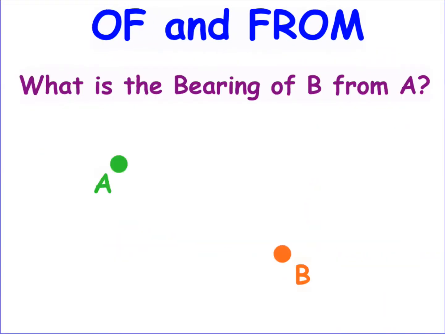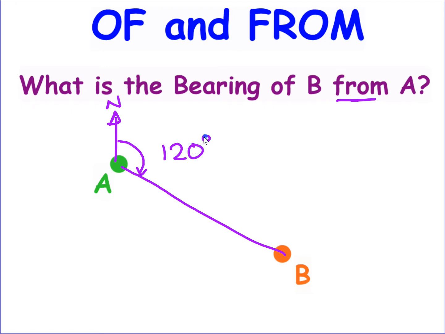Let's try this with another couple of bearings. So what is the bearing of B? So that's our end position from A. So the from tells us the one we're interested in. So we draw it reference to north. If we draw a straight line between them, the angle we're interested in clockwise around is this angle here. And when we measure it, it is 120 degrees. So our bearing would be 120 degrees.